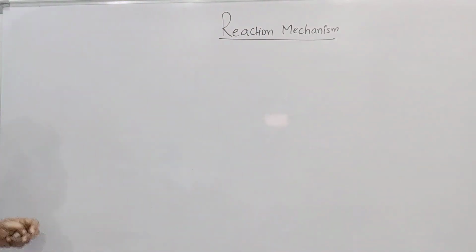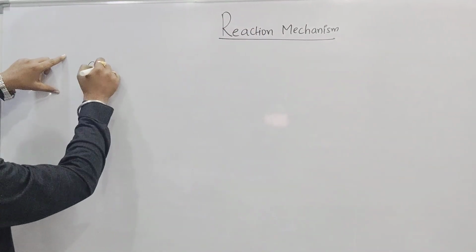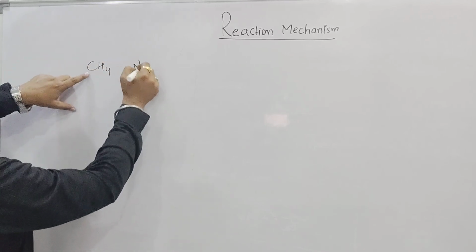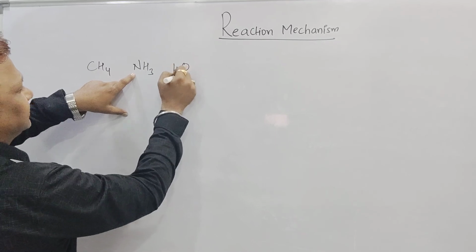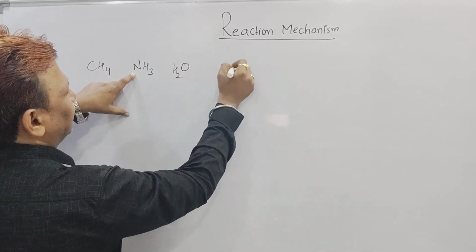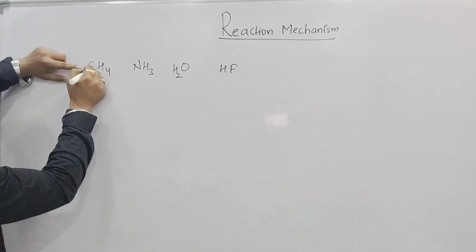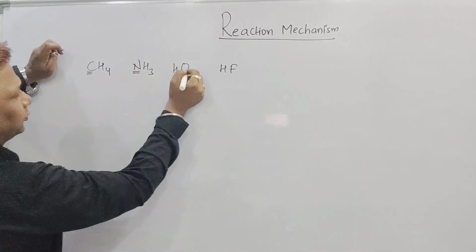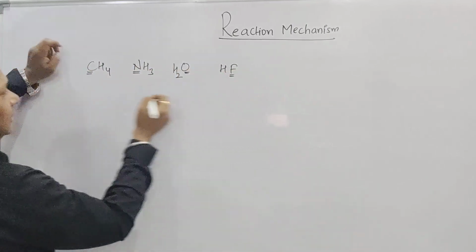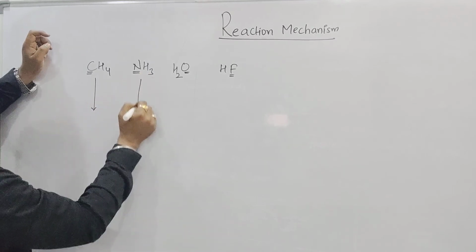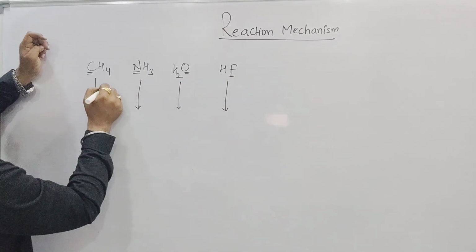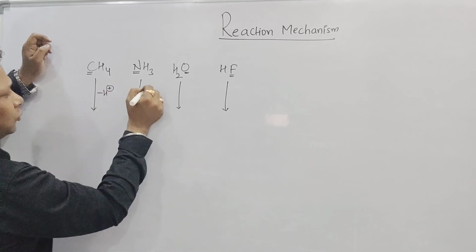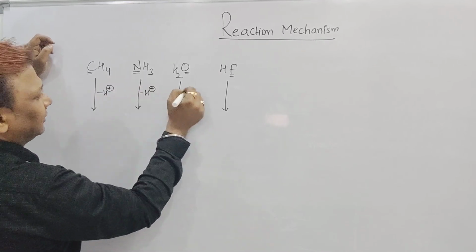See, beta, here CH4: carbon is 4th group, nitrogen 5th group, oxygen 6th group, and fluorine 7th group. But they all have a tendency to give the H plus ion. And we have learned that those which have a tendency to remove the H plus ion, right?